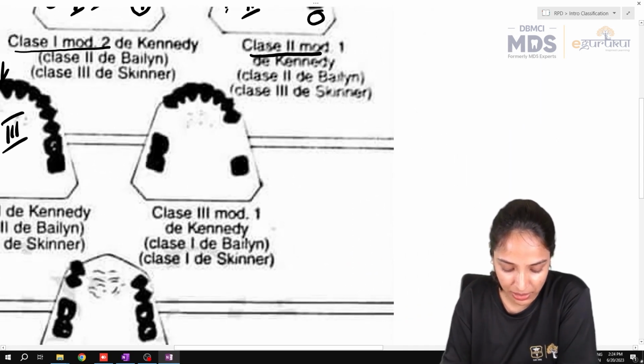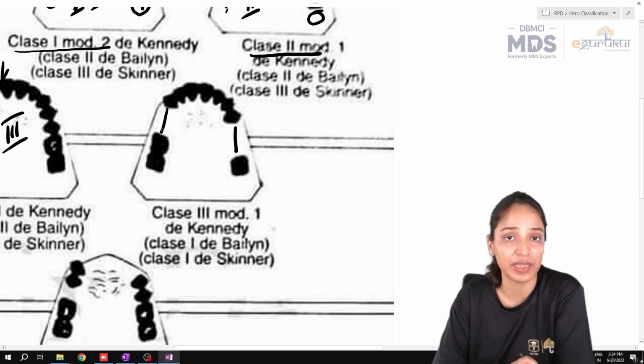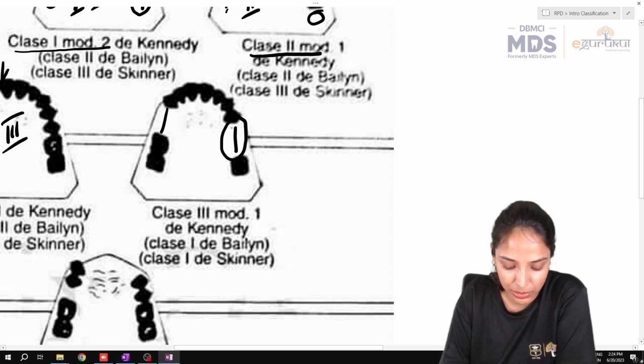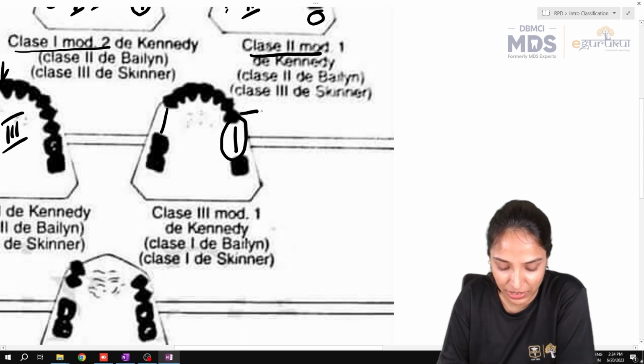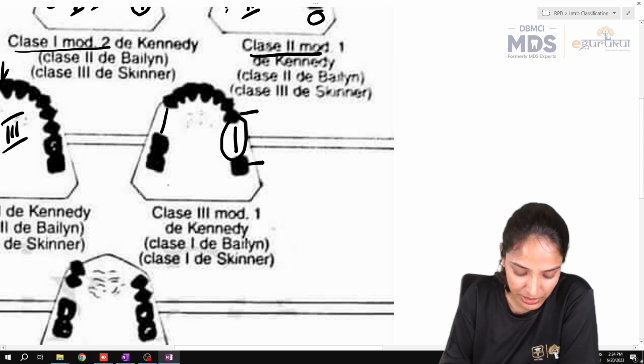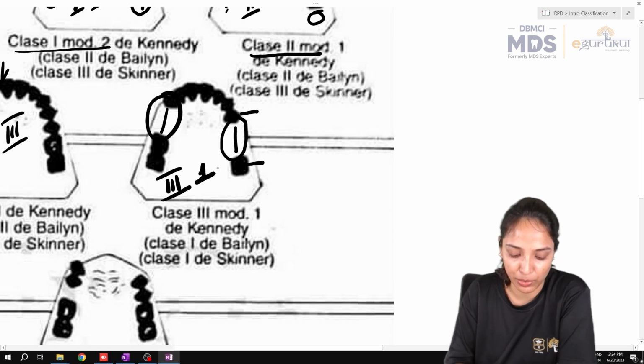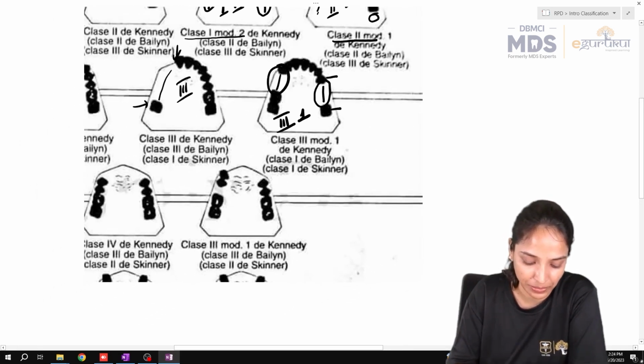Coming to this particular set now, I see one edentulous space here. I see one space here. This one is the most posterior one. This is bound by natural teeth located anteriorly and posterior to it. So it becomes Kennedy class 3. And we have one more edentulous space. So it becomes Kennedy class 3 modification space 1.